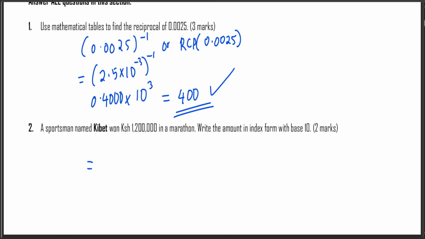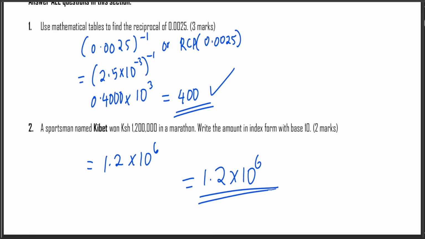So utaandika 1.2. Okay, if your point is here, it means that you need to go how many times front? 1 2 3 4 5 6. So mara sita mbele. So this means that you multiply with 10 power 6. Therefore that is your answer. Let me just write it here: 1.2 times 10 raised to power 6. Yes, let's go to the other question now.